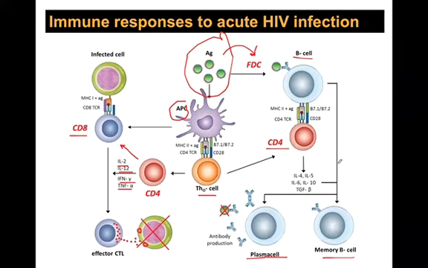The problem is that the virus gets to infect some cells and hide out. And the main cells it's going to infect are these ones. And so that's the problem. If you lose that response during the initial infection, everything else kind of goes in the tank.